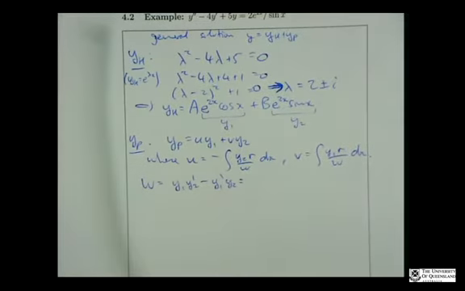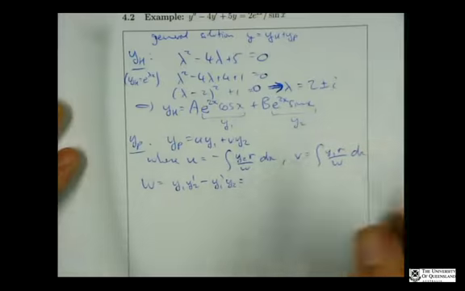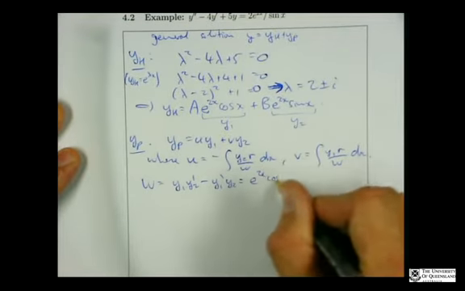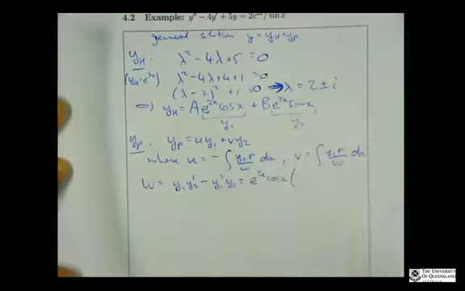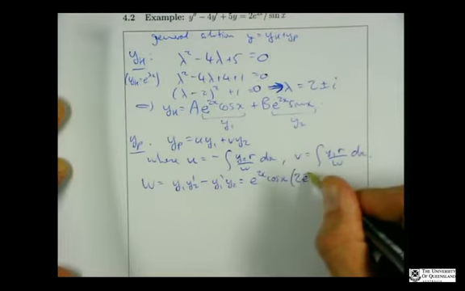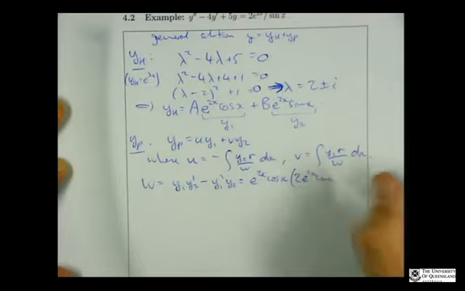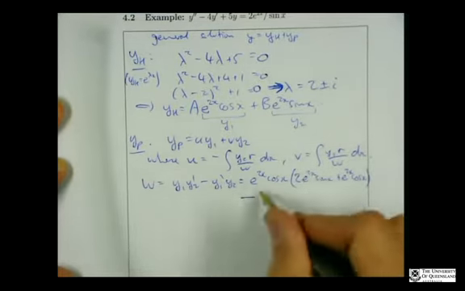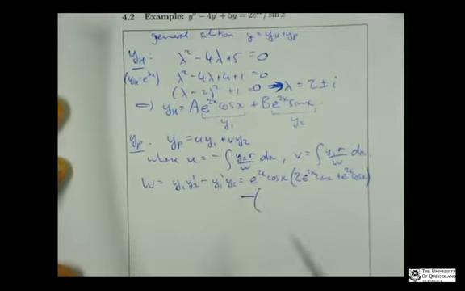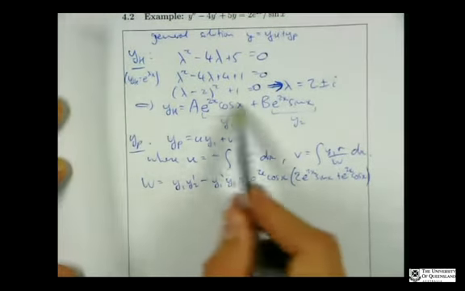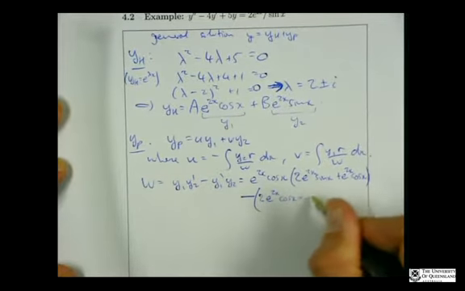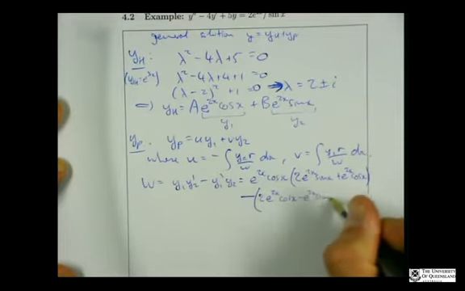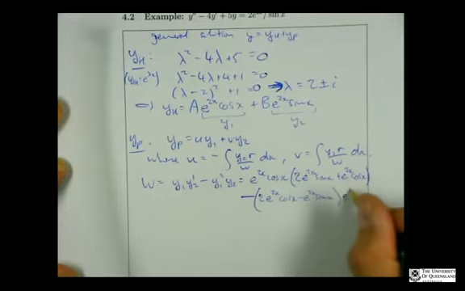Alright, so in this case, the Wronskian works out to be, so y1 is just e to the 2x cos x. y2 dashed, we've got a product of functions, we'll have to use the product rule. So I'll have 2 times e to the 2x sine x plus e to the 2x cos x. And then I subtract from that the derivative of y1, which is 2 e to the 2x cos x minus e to the 2x sine x, multiplied by y2.